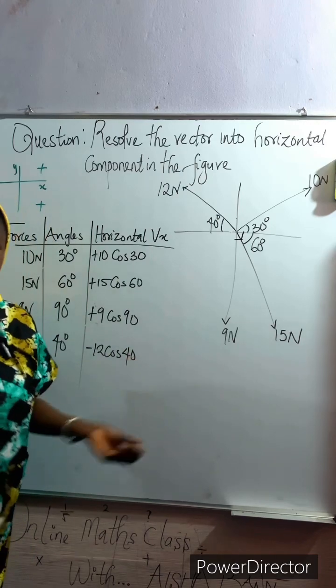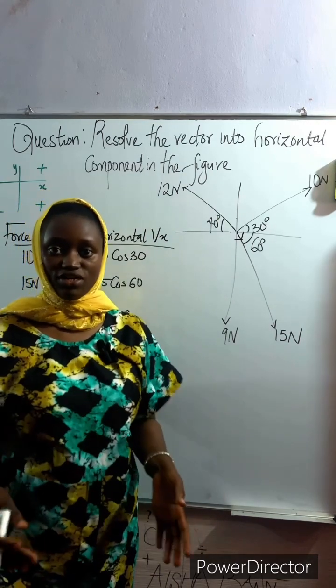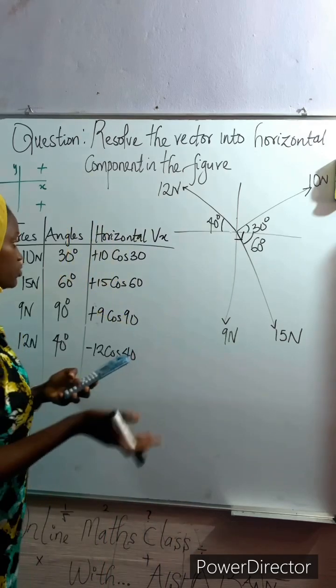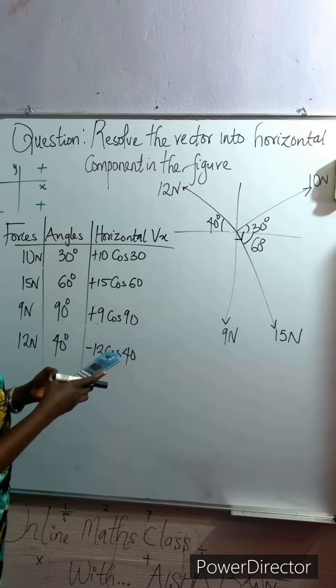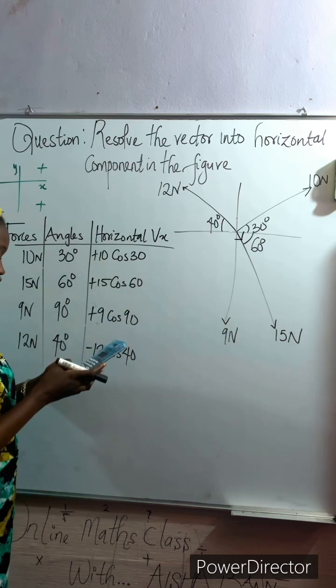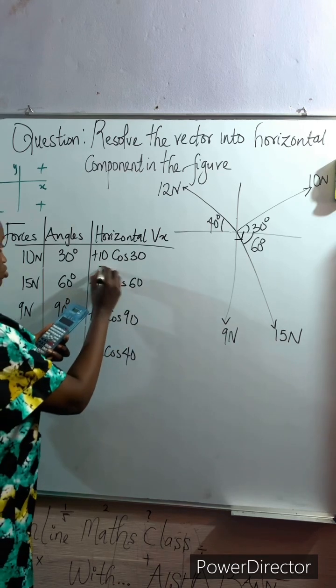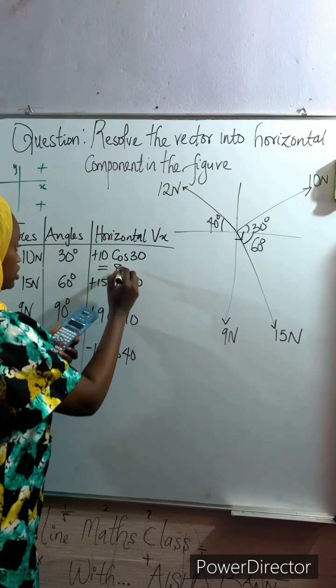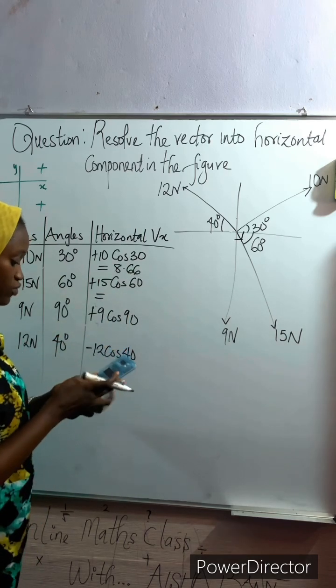So at this junction, all we need to do is to pick the calculator and punch the values so as to get our final answers. Okay, I have my calculator with me. All I need to do now is to punch my cos 30, and multiply by the 10 here, which is positive 10. And I'm going to take this to two decimal places. This gives me 8.66.